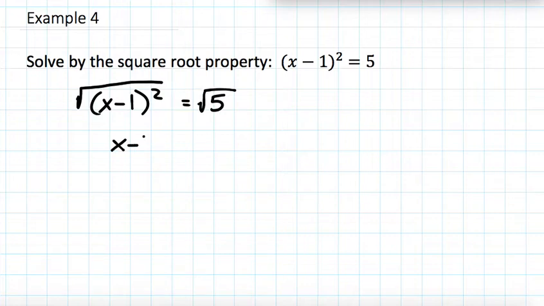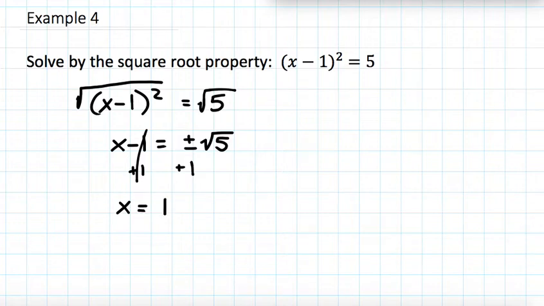That's going to make the squared go away, and I'm going to be left with x minus 1 on the left side. On the right side, I'm going to have plus minus square root of 5. Now, to get x by itself, the last thing that I need to do is add 1 to both sides. So I get x equals positive 1, or just 1, plus minus square root of 5.